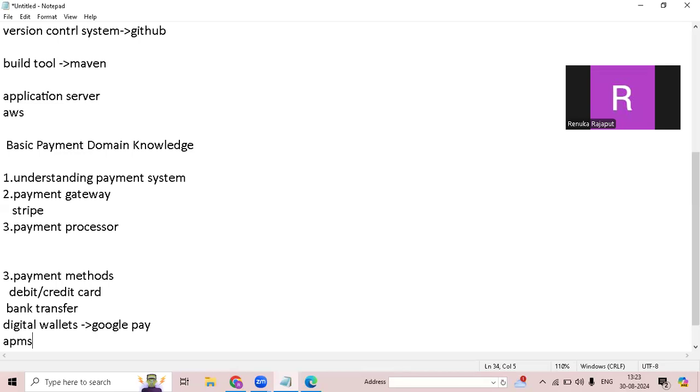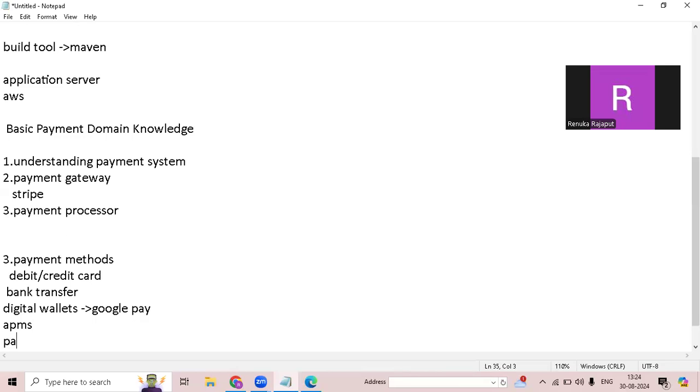APMs means alternate pay methods, and pay later service. In payment methods, we have so many types. Next one is payment service providers.